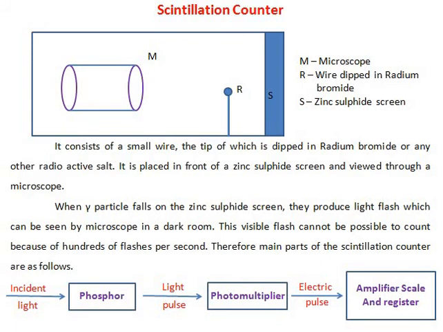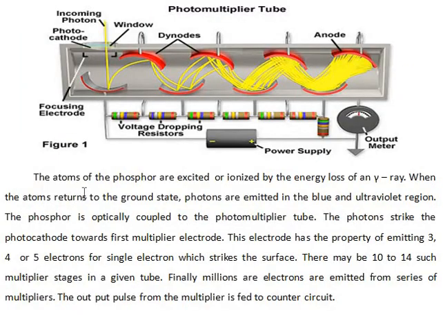Now the atoms of the phosphor are excited or ionized by the energy loss of a gamma ray. When the atoms return to the ground state, photons are emitted in the blue and ultraviolet region. The phosphor is optically coupled to the photomultiplier tube. Here it is optically coupled, in semicircular form. The photons strike the photocathode towards the first multiplier electrode.